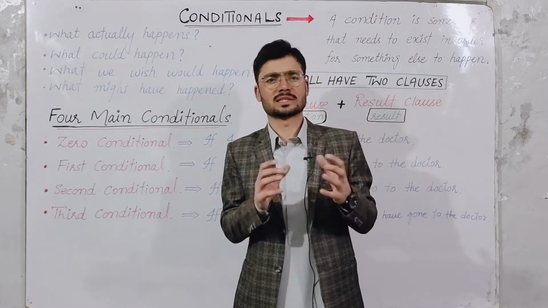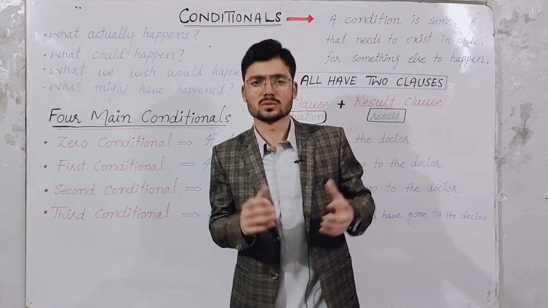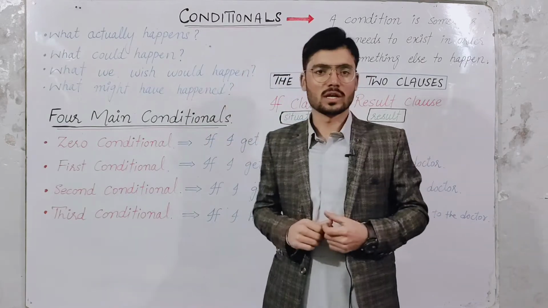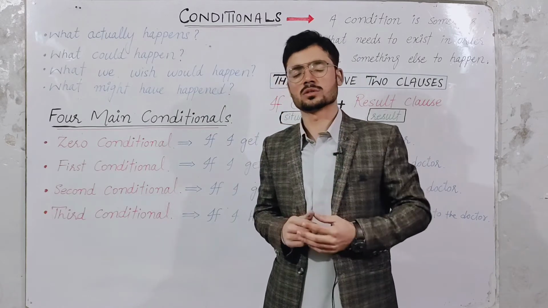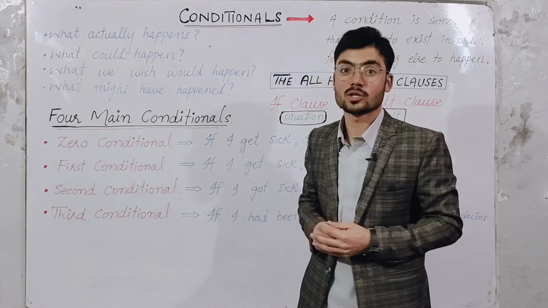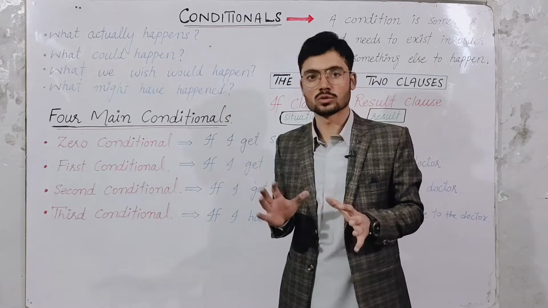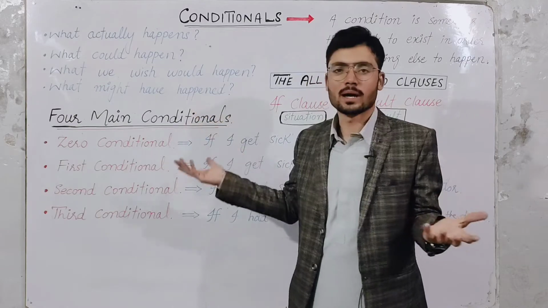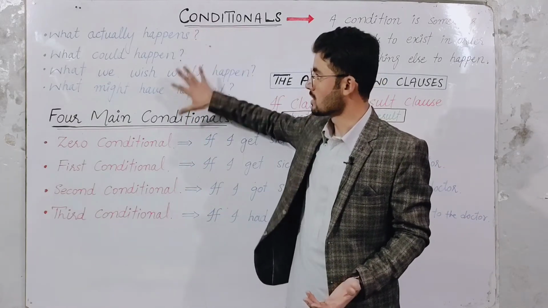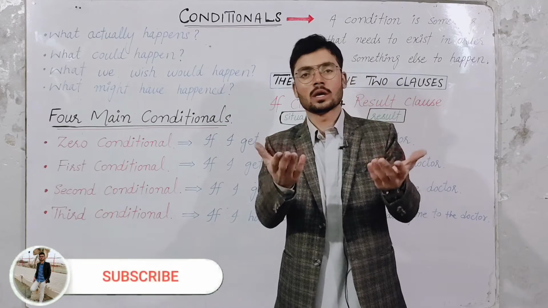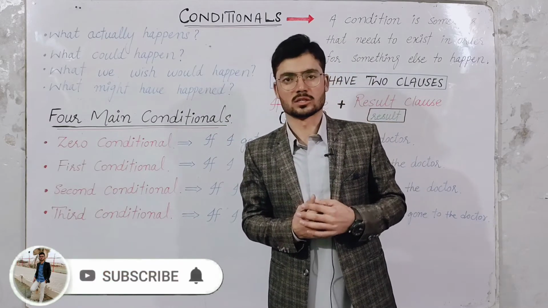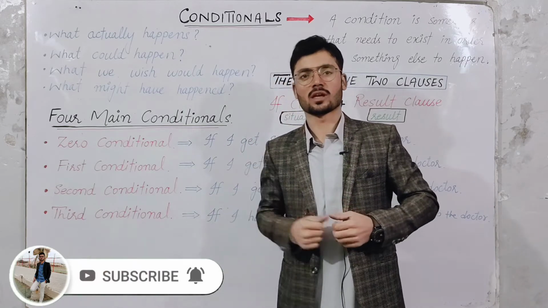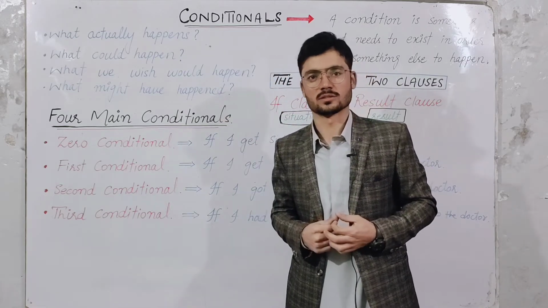Basically, conditional sentences are a little confusing for students to pick and to use accurately. In reply to such questions, we use conditional sentences: what actually happens, what could happen, what we wish would happen, and what might have happened. Such replies fall in the category of conditional sentences.